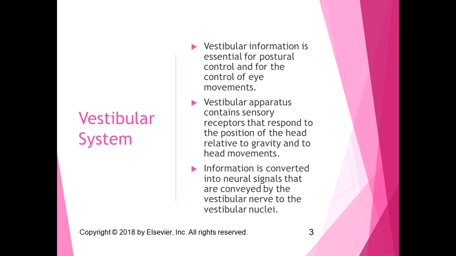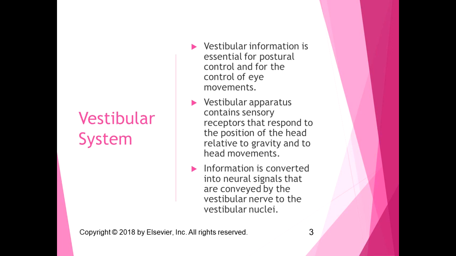Vestibular information is essential for postural control and control of eye movements. The vestibular apparatus contains sensory receptors that respond to the position of the head relative to gravity and to head movement. So our vision is processing light into neural signals. The vestibular system is processing gravity into neural signals. So how's it going to do that? Let's find out.